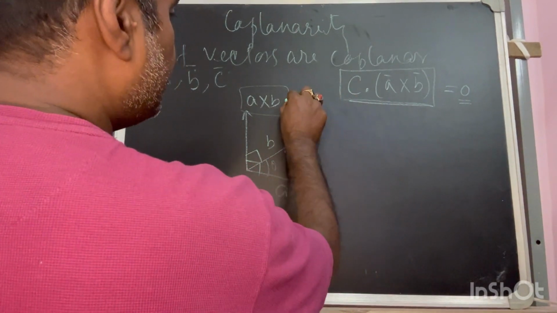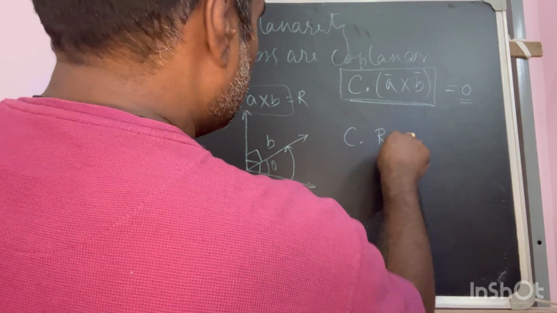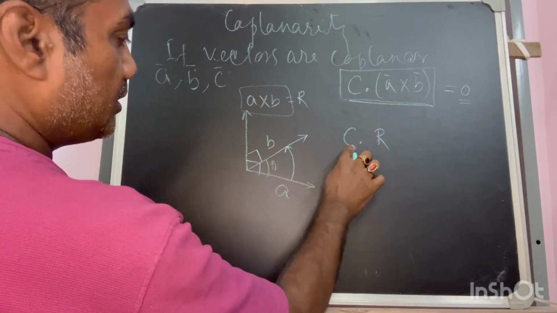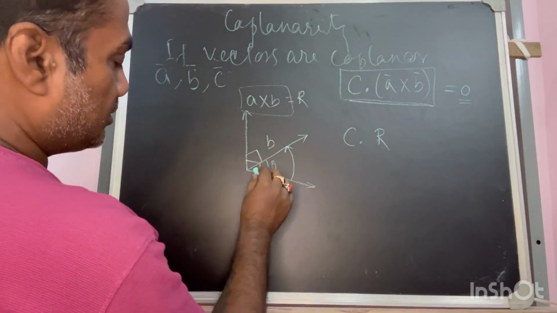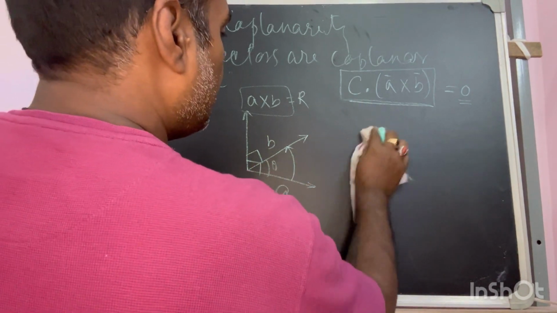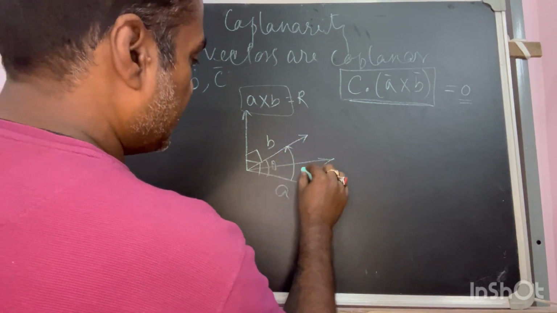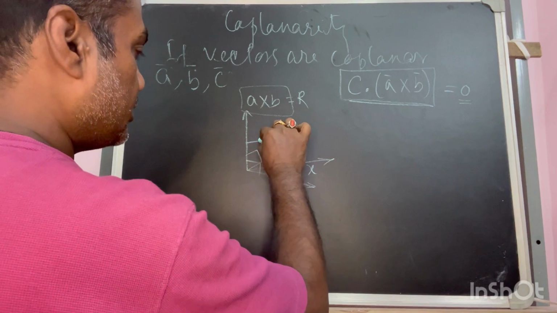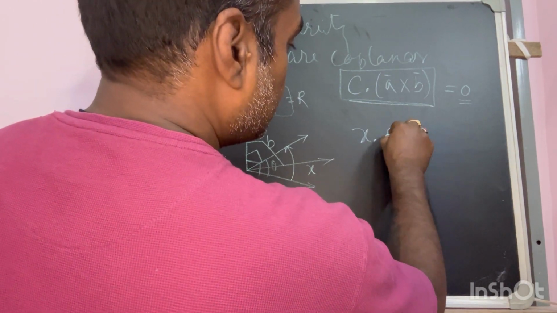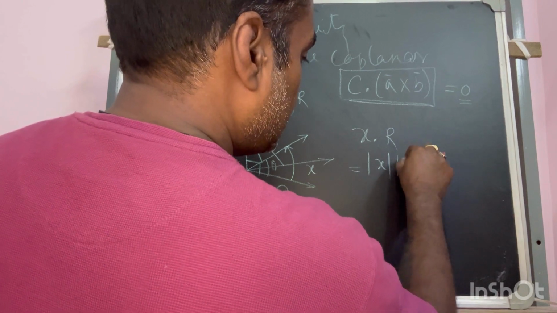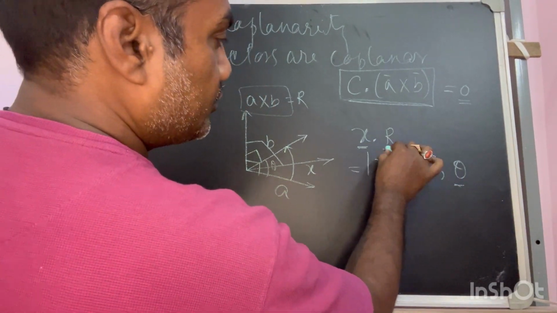Now if this is equal to R, let's say, then further C dot R. Now what would be your C? I will start with any other vector on the plane of AB, where AB is lying. Let's say this is X. This X also will make 90 degrees to R. Now if I do X dot R, what is that? It will be the X magnitude, R magnitude, and cos of theta, where theta is the angle between X and R.